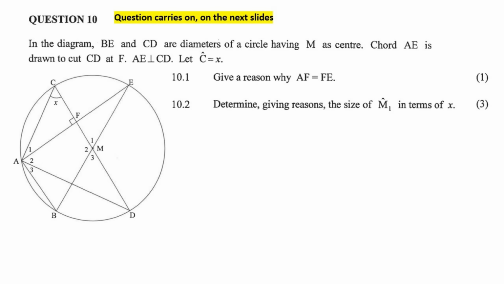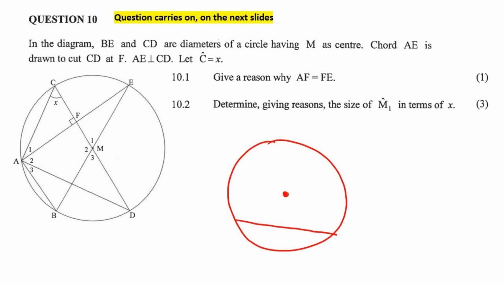So the first question, for only 1 mark, give a reason why AF is equal to FE. So they want to say, why is this side equal to this side? Well, this goes back to the very beginning when we started learning these theorems in grade 11, where if you have a circle center, and you have a chord, and if you have a line going from the center perpendicular to that chord, then automatically it means that this length is going to now be the same as this length over here.